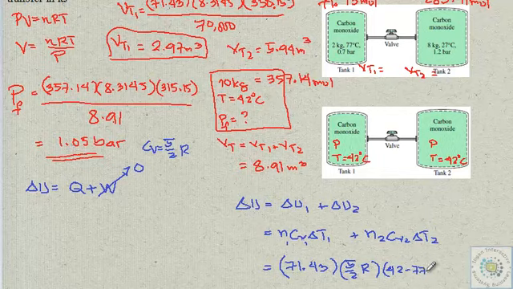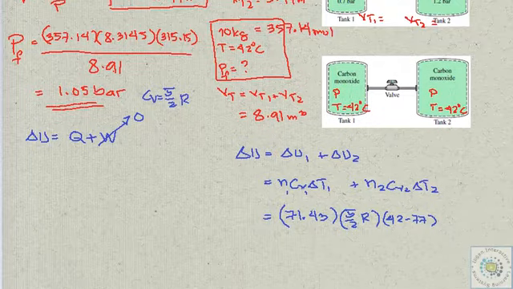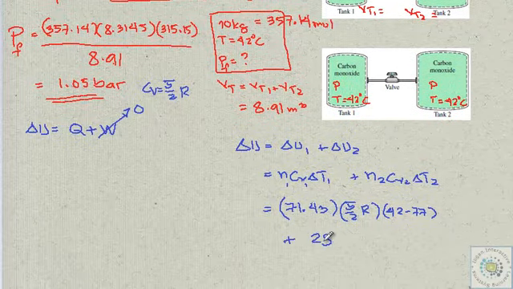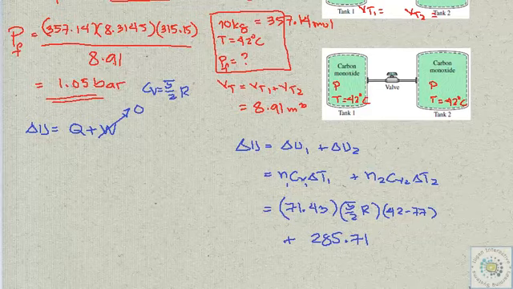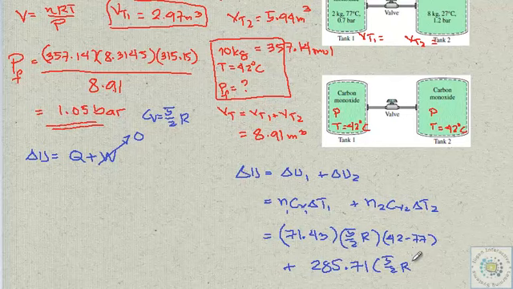How about delta T2? Well, your 285.71 moles, plus 285.71 moles times 5 halves R, times the final temp of 42 minus its initial temp of 27. So you can see it's not a function of the pressure. The internal energy is not a function of pressure for an ideal gas. And this will lead to delta U.